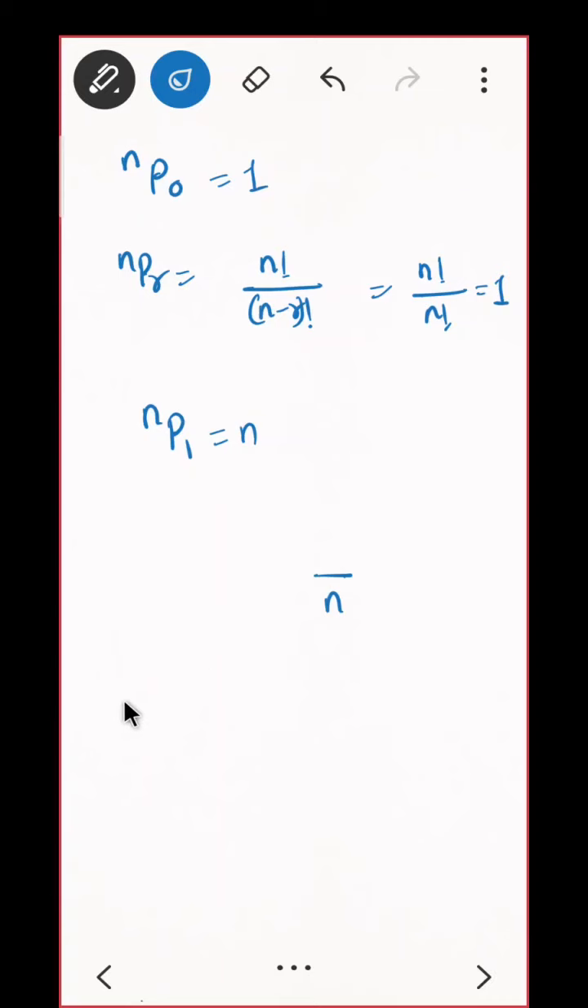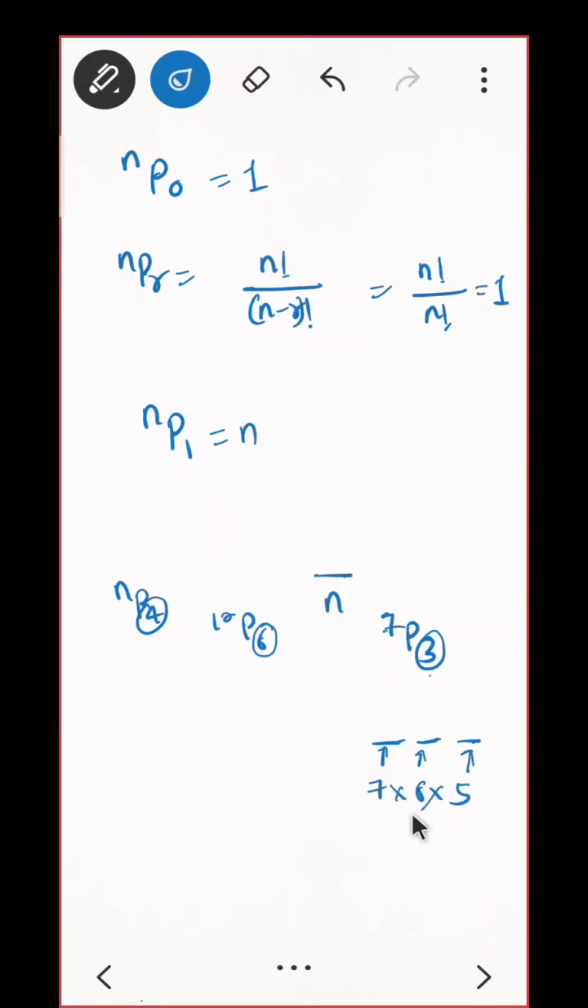See, whenever I ask you something like nP4 or 10P6 or 7P3, what you have to do? You have to draw this thing. You have to focus on these positions. Suppose I ask 7P3, this means you are having three positions. First position you will have 7, second 6, next is 5. So the answer will be 7 into 6 into 5. Same here also, if you are having nP1, I am having only one position. For the first position I am having n choices, so the answer is n. Correct?